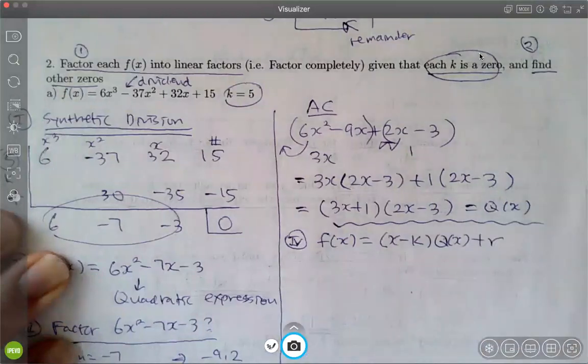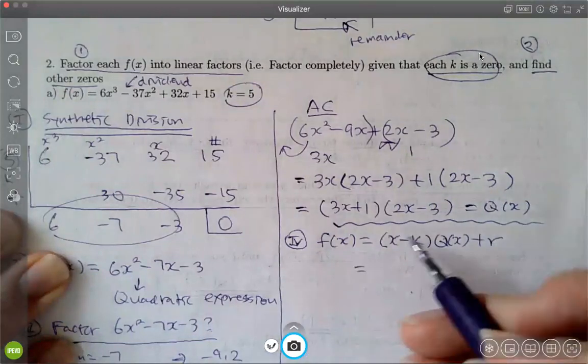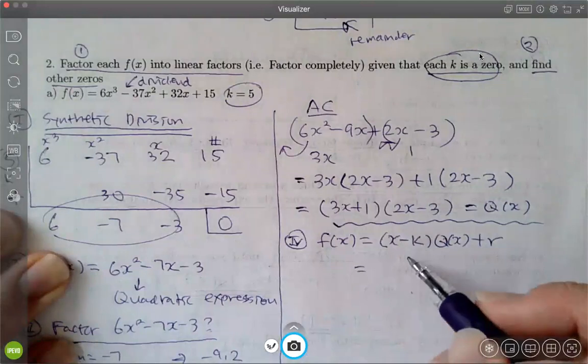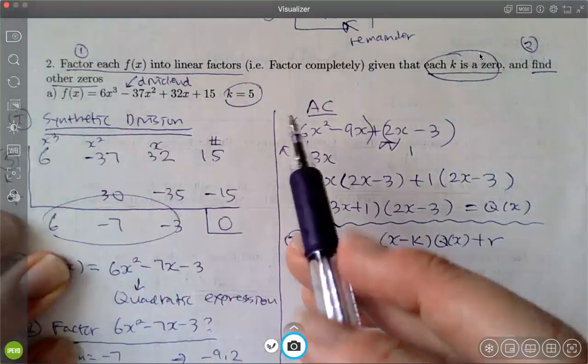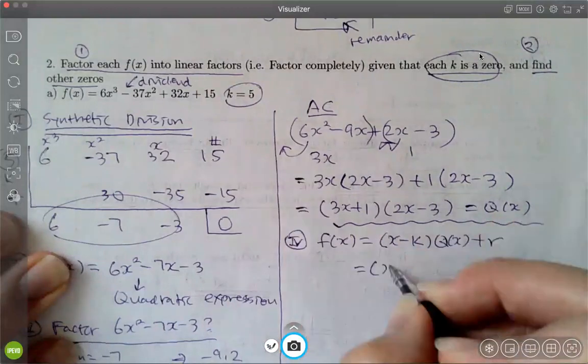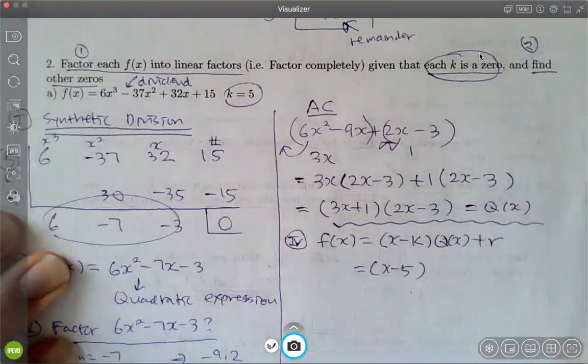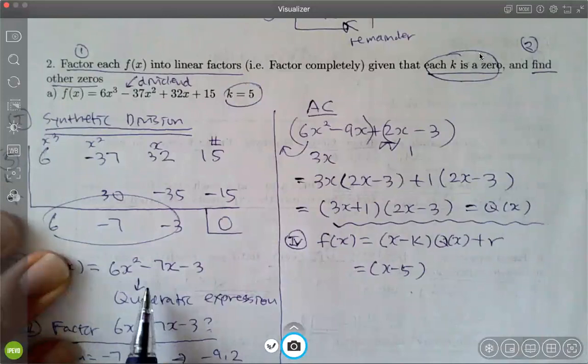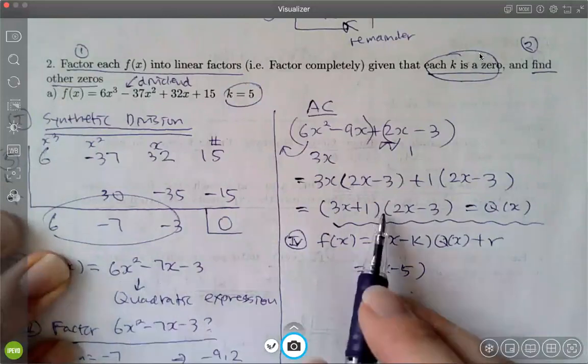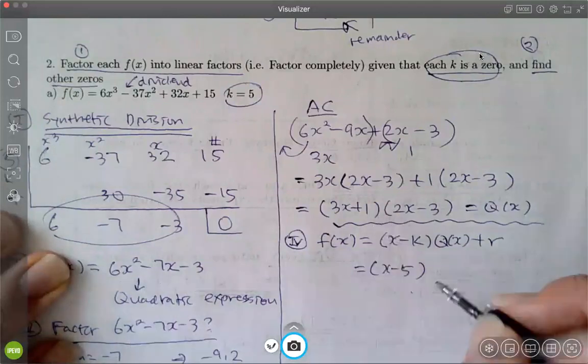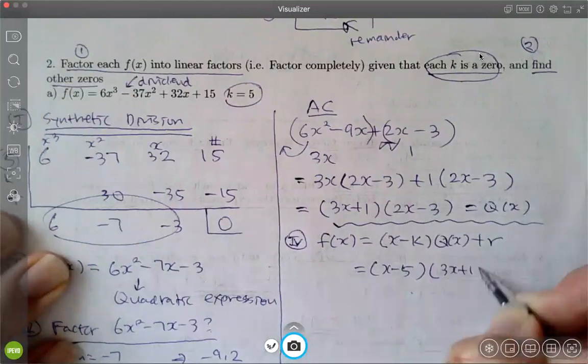Okay, so what does it mean? What is x minus k here? Since k is equal to 5, x minus k would be x minus 5, right? Okay, and then what's the quotient? The quotient was 6x squared minus 7x minus 3. But we have factored it into 3x plus 1 times 2x minus 3, right? So we have 3x plus 1 times 2x minus 3.